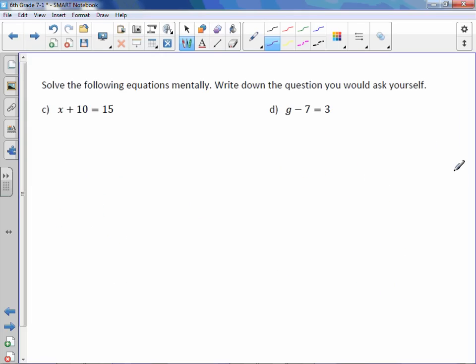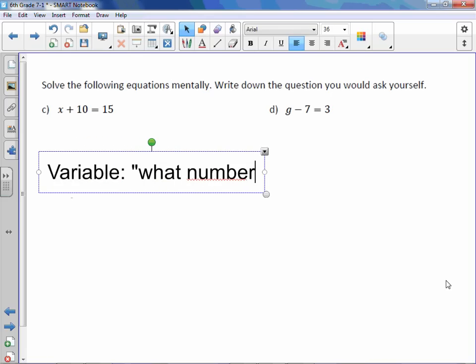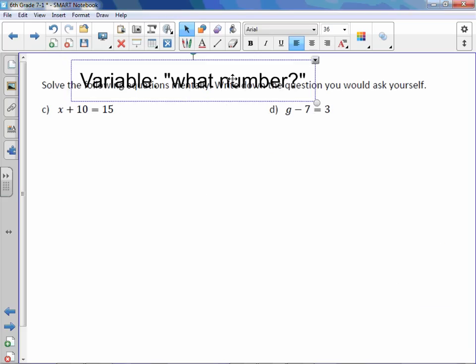Solve the following equations mentally. Write down the question you would ask yourself. Now this time we're not given choices. We are still given an equation and a variable, but now we have to ask ourselves this question. Wherever you see a variable, substitute in the words, what number? So again, when you see a variable, ask yourself, what number? Okay, let's put this off to the side a little.